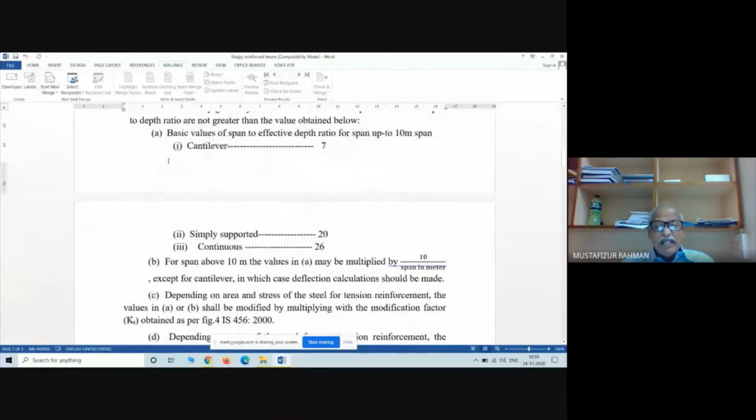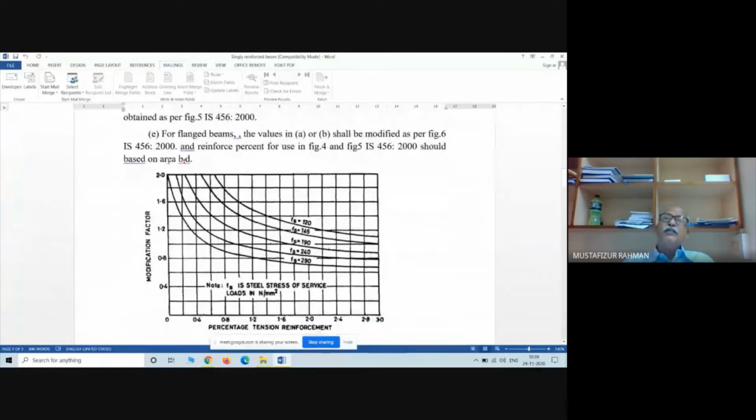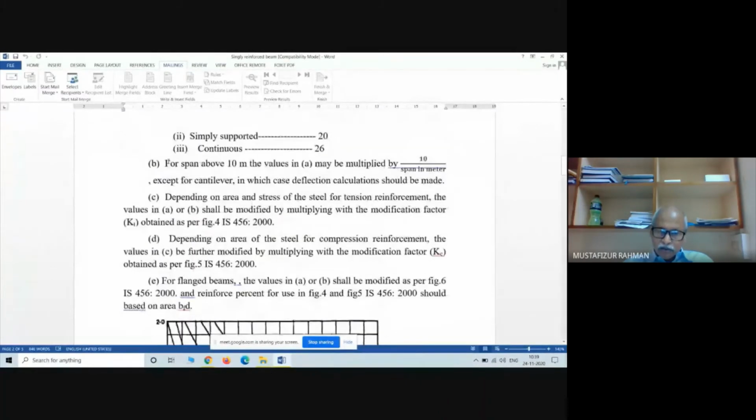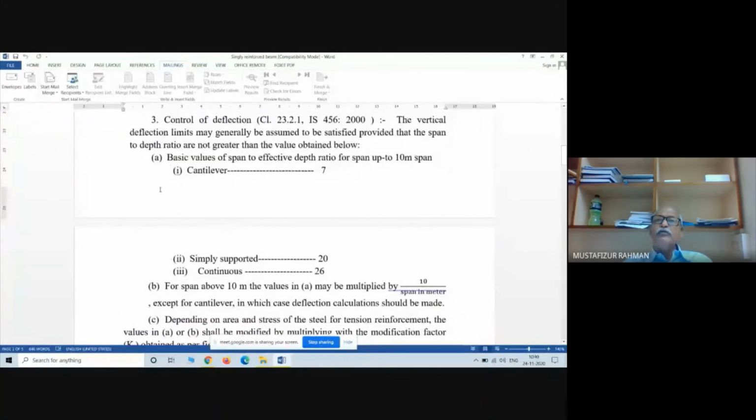Taking help of this, we'll try to find out the permissible span to depth ratio. So permissible span to depth ratio is equal to basic span to depth ratio multiplied by K1 multiplied by K2. Okay, so this is the basic span to depth ratio. That means span by d is equal to 20. This is the basic.